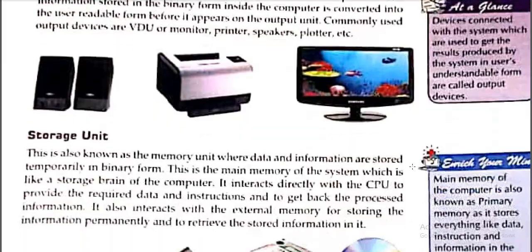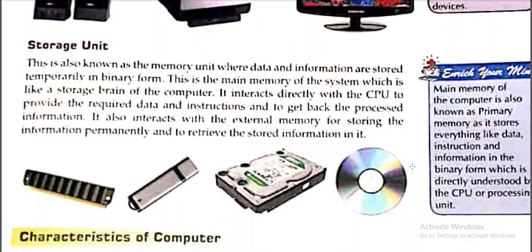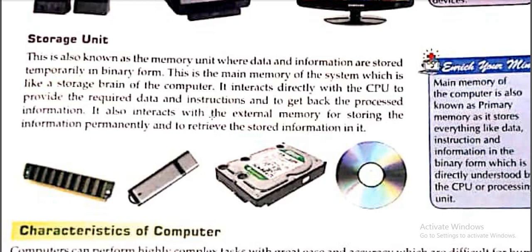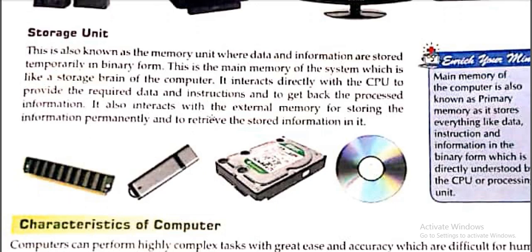Next one is the storage unit. It interacts directly with the CPU to provide the required data and instruction, and to get back the processed information. It also interacts with the external memory for storing the information permanently. That means, what is the storage unit? The storage unit stores your data permanently. It is also known as the memory unit, in which data and information are stored temporarily in binary form. This is the main memory of the system. This means main memory is called temporary memory.